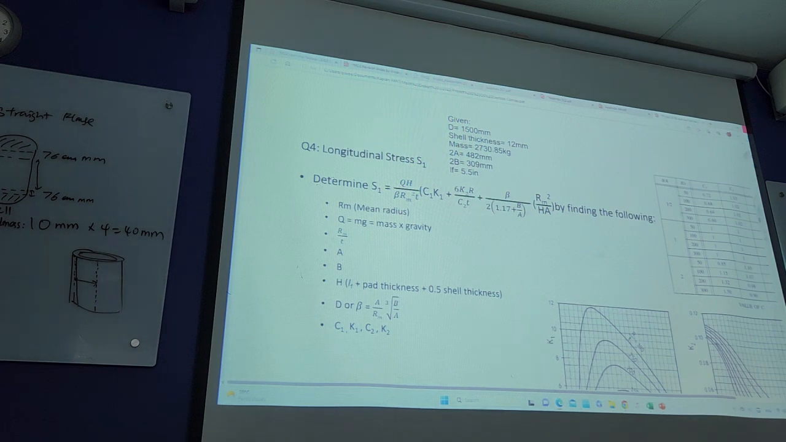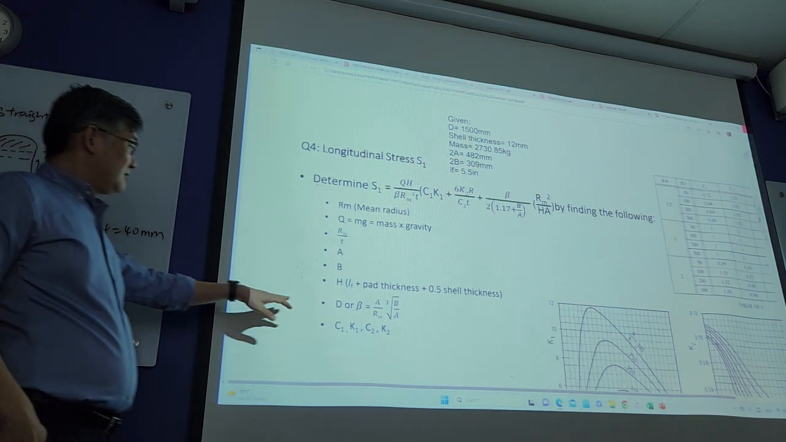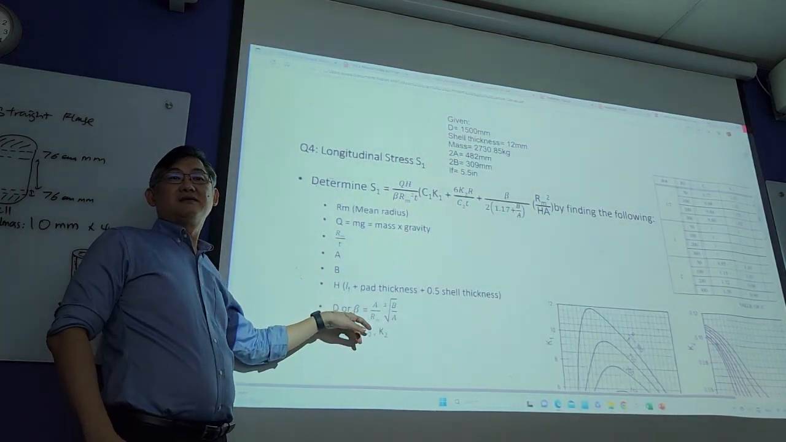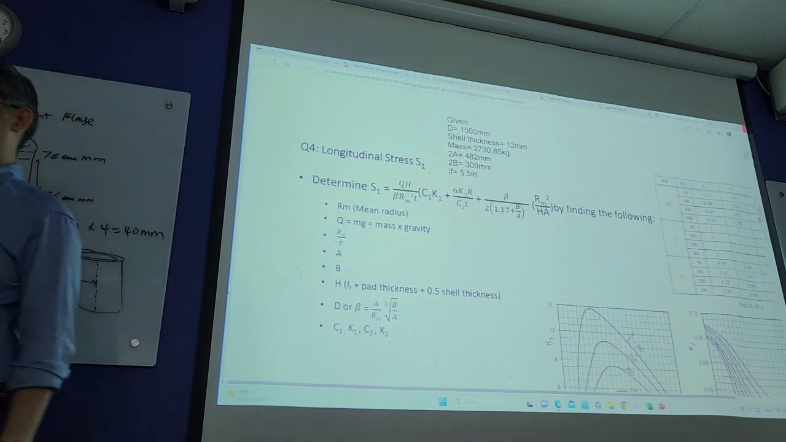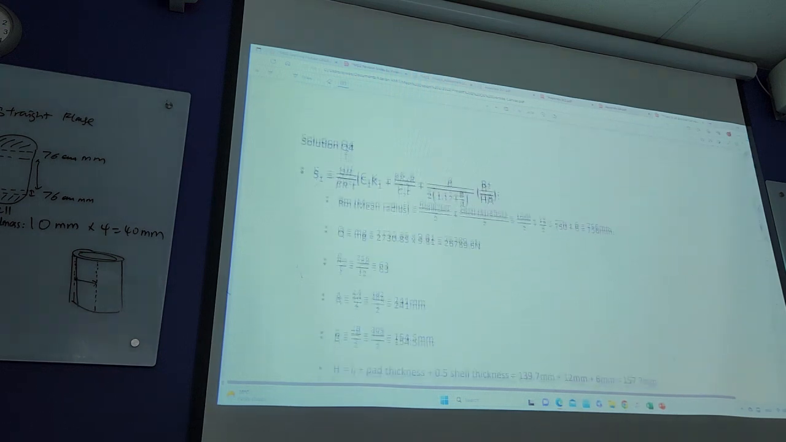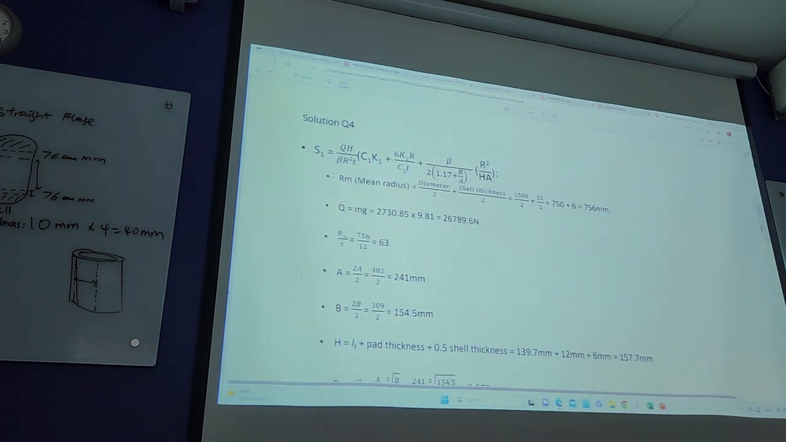Right, so can you do until this, the beta or D? Anyone found the value? 0.27487. Alright, so probably you want to tally your answer with this solution.